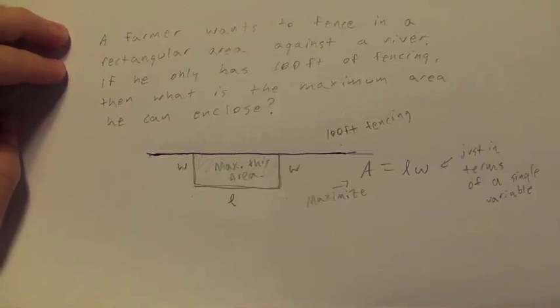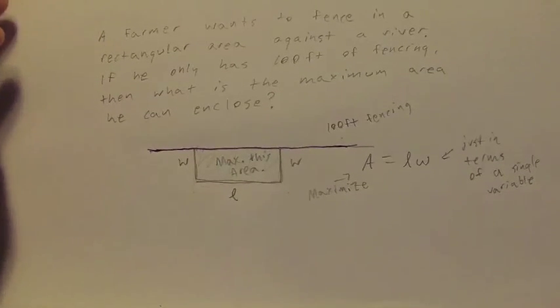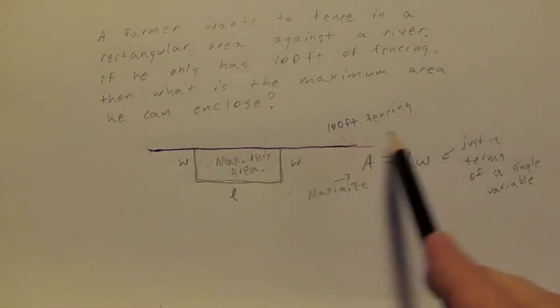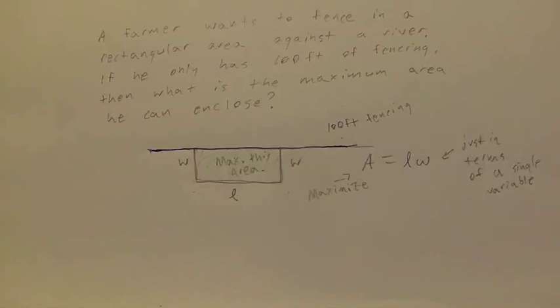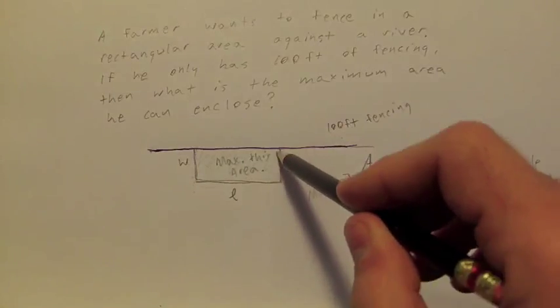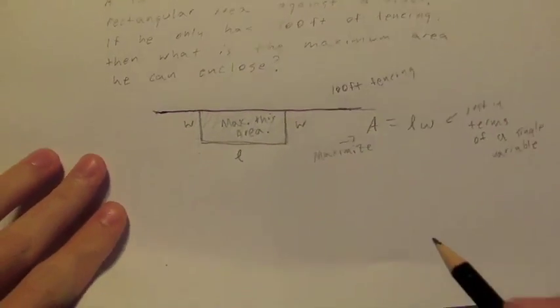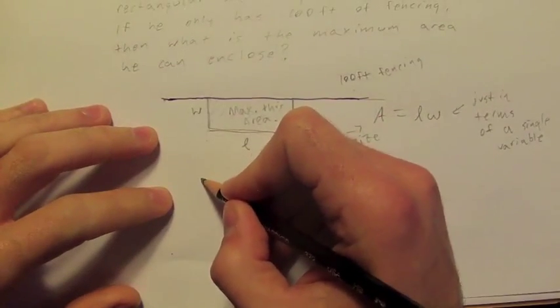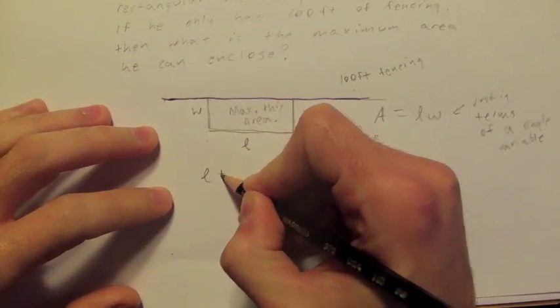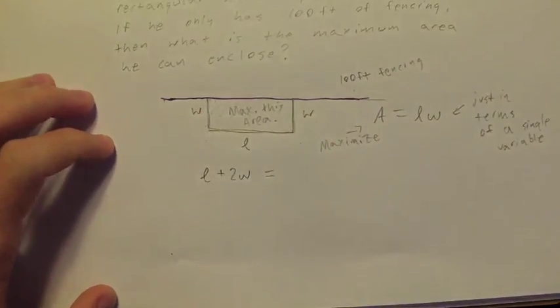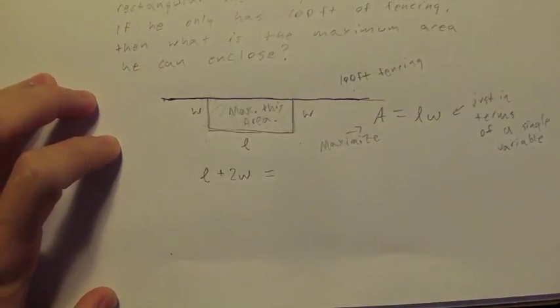And to do that, what's the other piece of information that we have? Well, we have 100 feet of fencing. So if I take this W and this L and this other W, they should add up together. So if I take L plus my two W's, add them together, what should that end up equaling?